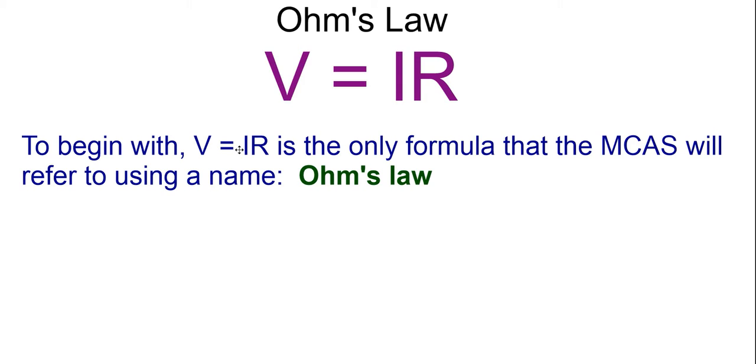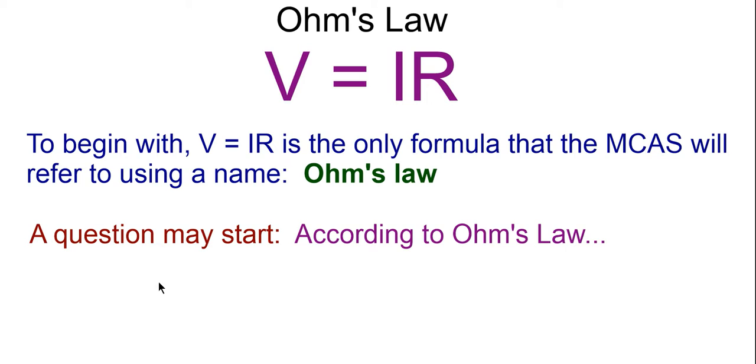To begin with, V equals IR is the only formula that the MCAS will refer to using a name. Think of other formulas you've seen, P equals MV, F equals MA, things like that. They're not referred to in the MCAS with a name, but the MCAS will refer to this term, Ohm's law.